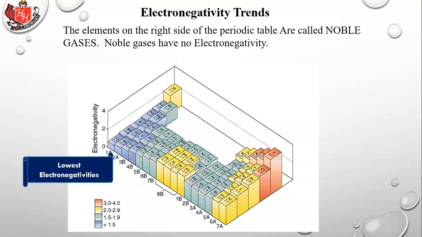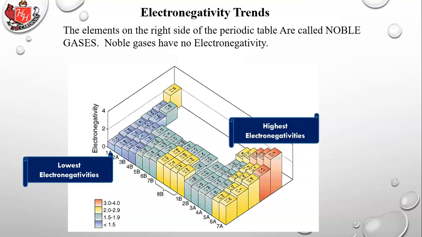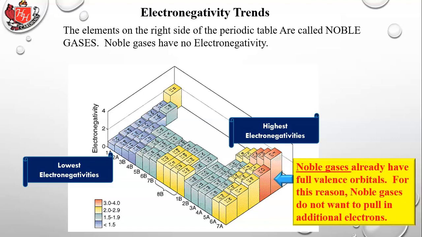So lowest electronegativities on the lower left, highest electronegativities on the upper right. So here's the reasoning. Noble gases already have full valence orbitals. For this reason, noble gases do not want to pull in additional electrons, and therefore, generally speaking, they do not have any electronegativity. No desire to pull in an outside electron.